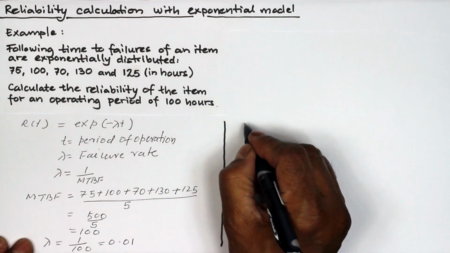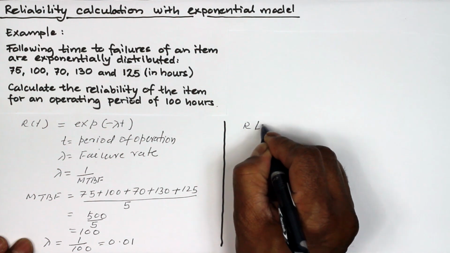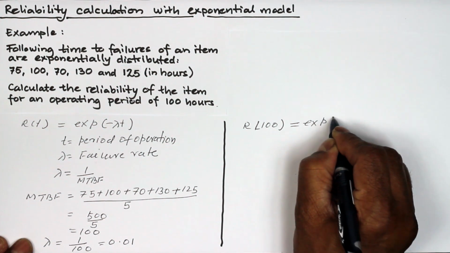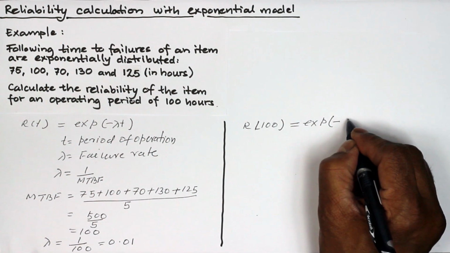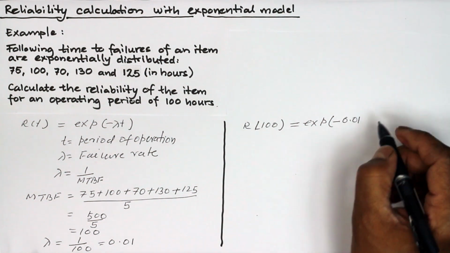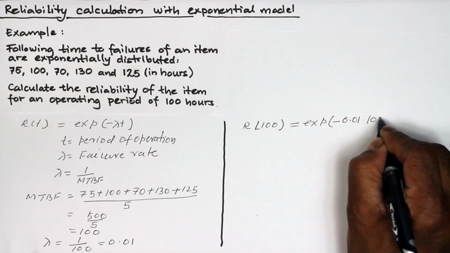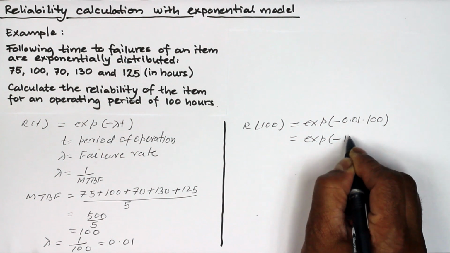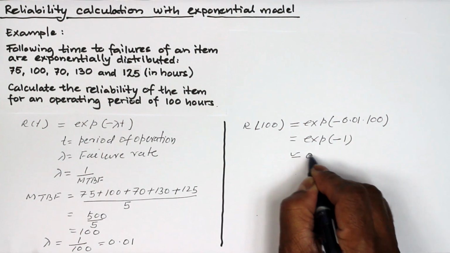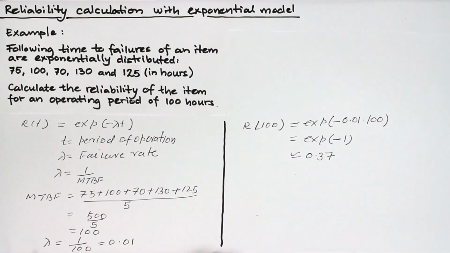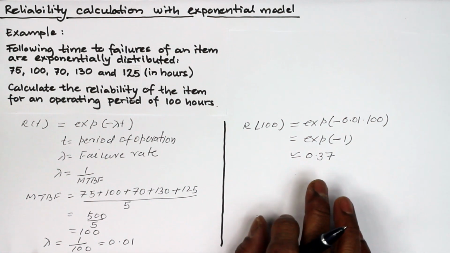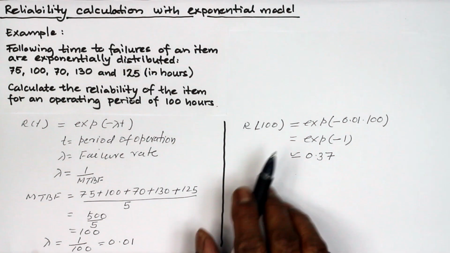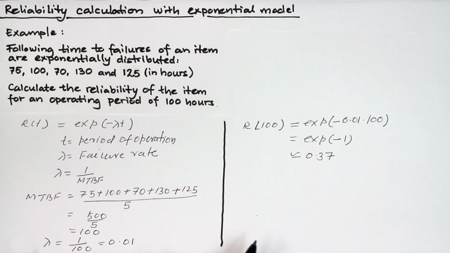So reliability for a 100-hour operation will be exponent of minus lambda, which is 0.01, multiplied by the period of operation 100, that is exponent of minus 1. It comes to roughly 0.37. This expression shows that there is a 37% probability that the item will survive 100 hours of operation. And this is very useful information.